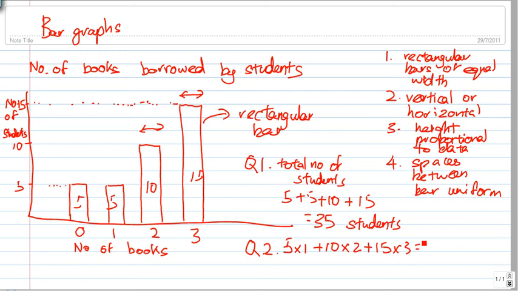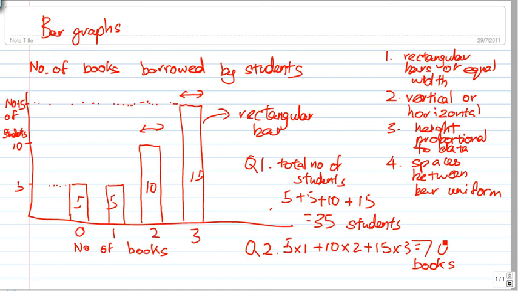So 5 times 1 plus 10 times 2, which is 20, plus 15 times 3, which is 45, gives us 70. Alright, my cursor's there. 70 books in total.